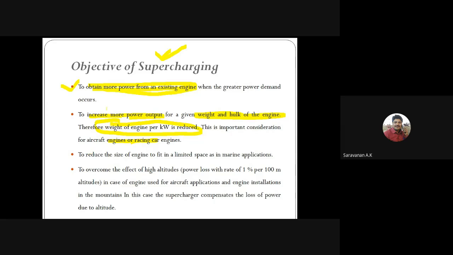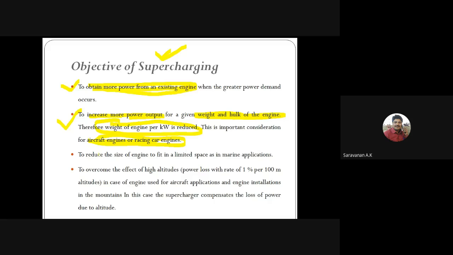In supercharging we use only normal atmospheric air, but in some cases we have to use some external gases. So nitrous is used to increase the power output. We have to reduce the engine weight for aircraft and racing cars, so obviously it will generate more engine speed, right?